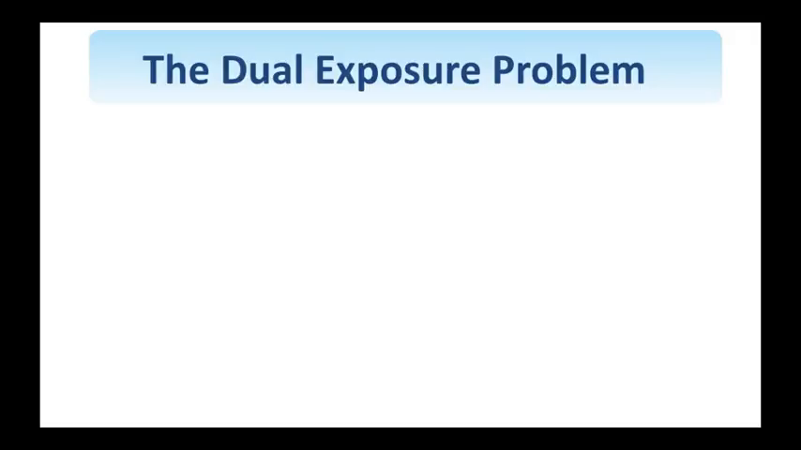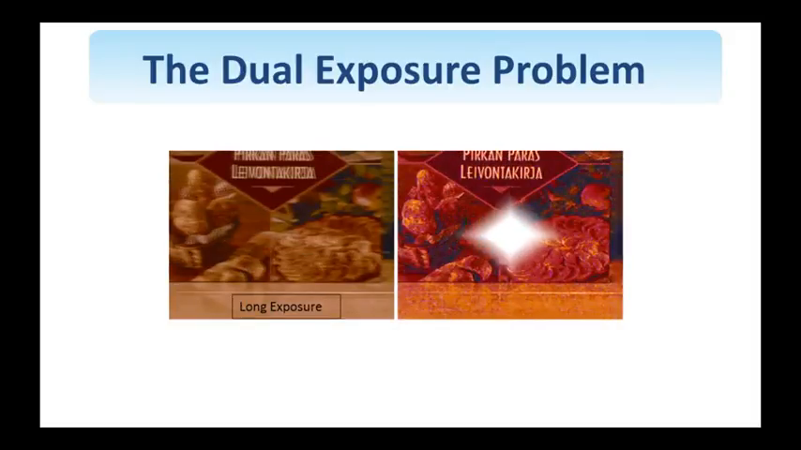Taking high quality photographs under low lighting conditions is a major challenge. A longer exposure is required to obtain an image with low noise, but any motion of the camera causes blur. So the proposed solution is to obtain both a long and a short exposure image as shown here. So this is the long exposure and this is the short exposure image.